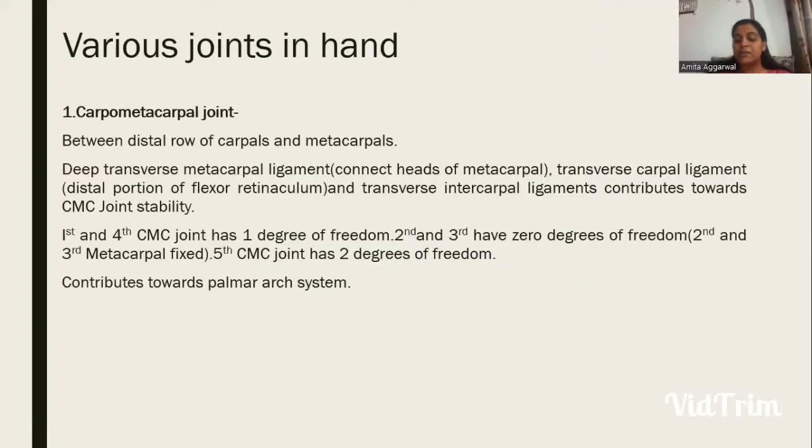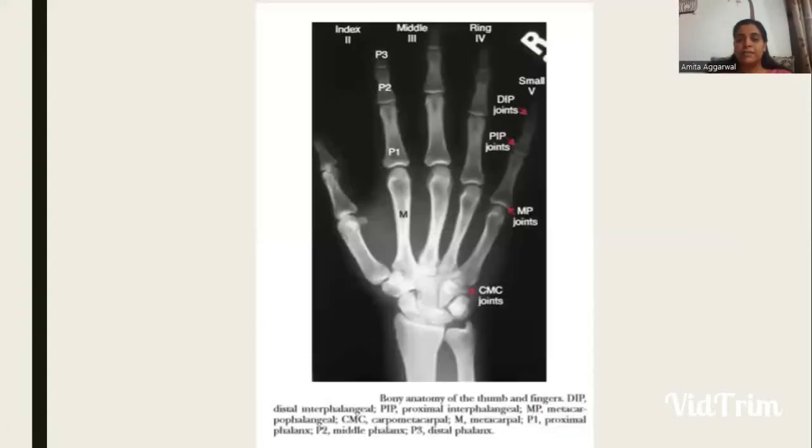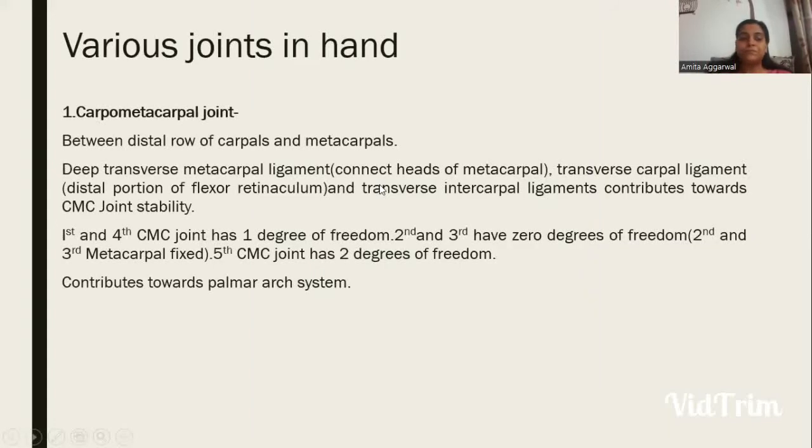So let's start with the discussion of the carpometacarpal joint. It is present between the distal row of carpals and the metacarpals. Here there is a presence of certain ligaments, the most common being the one connecting the heads of the metacarpals. So in this diagram, the proximal ends formed by the metacarpals are stabilized at the distal end by the deep transverse metacarpal ligament.